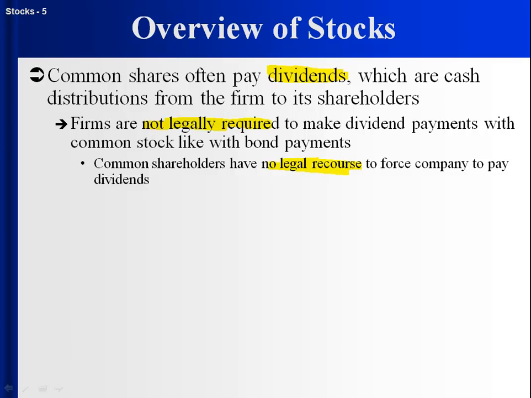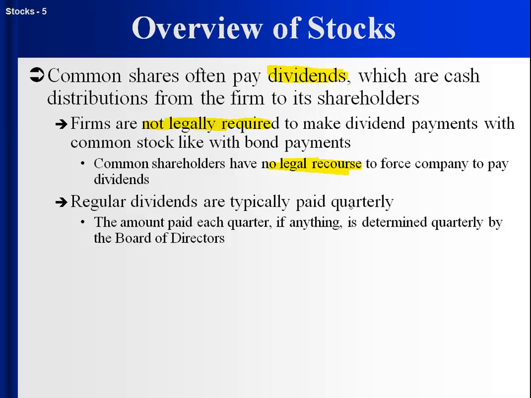They can replace the board, using the proper mechanics that are there, but they can't say, you owe us money, we're going to get paid, you have to pay us. There's nothing that can force them to do that. Unlike with bonds, where those coupon payments better get paid, and if they're not, that's a very, very big deal. Like I said, dividends are generally paid quarterly, and the board gets together and decides what, if anything, that's going to be.